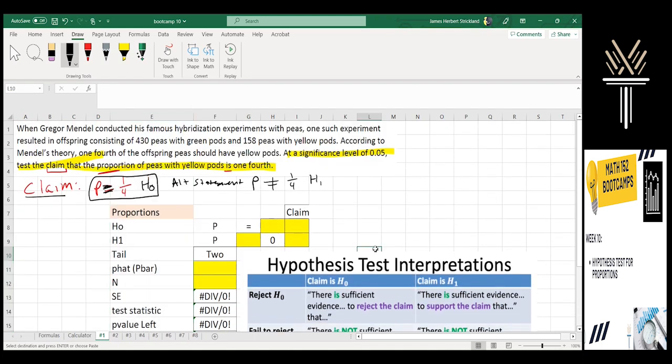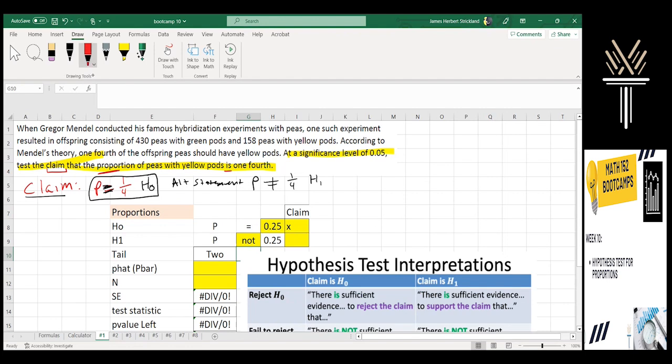But let's fill in what we know. We know the claim was the null hypothesis. I'm going to put a little X next to the null hypothesis. We'll need that at the very end. We know the number in question was 1/4. So right equals 1/4. And we said the alternative statement is not equal to, because that's the opposite of equal to. So we're going to simply say not for not equal.